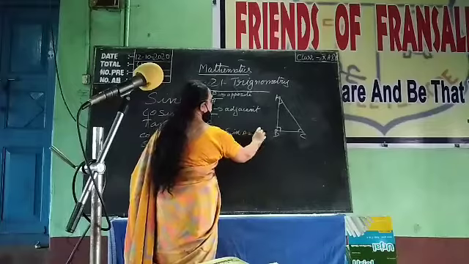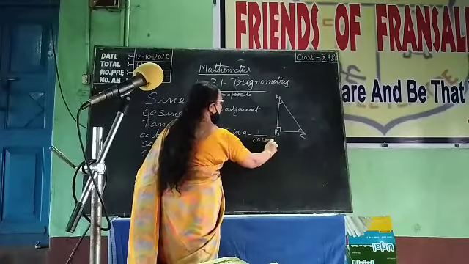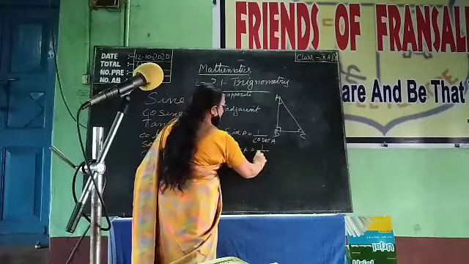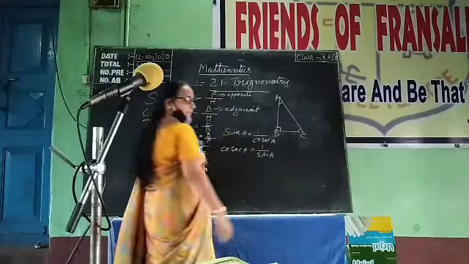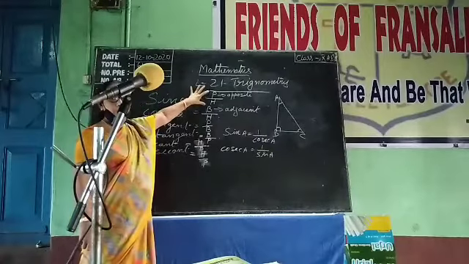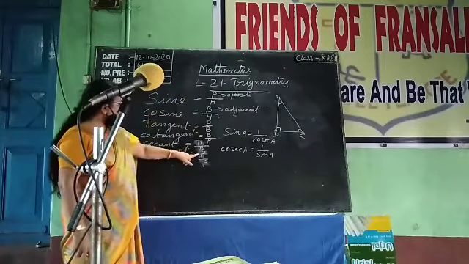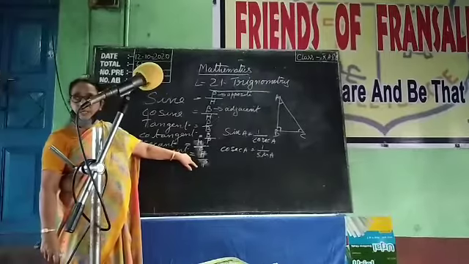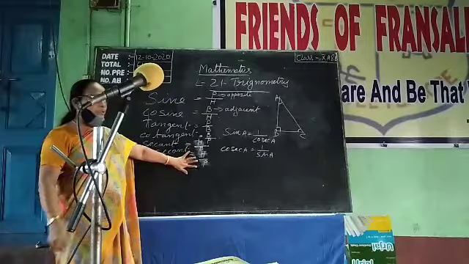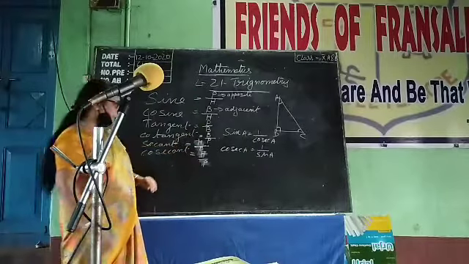Sin A is equal to 1 by cosec A, and in the same way cosec A is equal to 1 divided by sin A. That we can also see from the definition. Sin is equal to perpendicular by hypotenuse. Cosecant is equal to hypotenuse by perpendicular. So, reciprocal: sin is equal to 1 by cosecant, and cosecant is equal to 1 by sin.